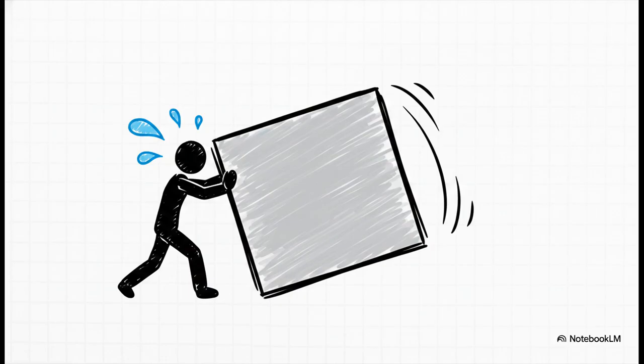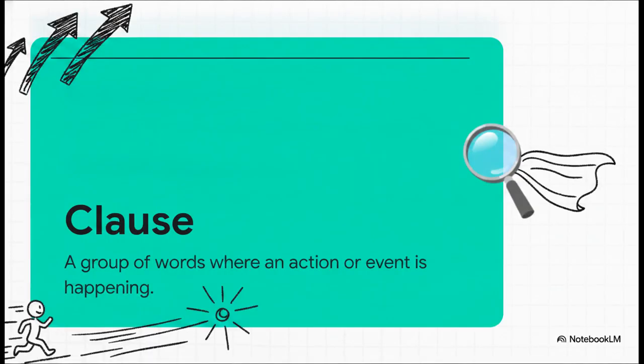It just tells us exactly how something was done. That makes it a perfect adverbial phrase. You guys are totally getting the hang of this. Okay, now we are moving on to something even bigger. Step 3. We are upgrading from a phrase to a clause.